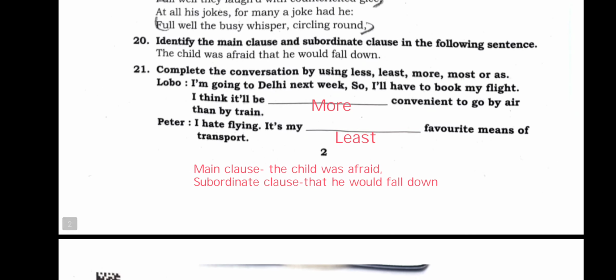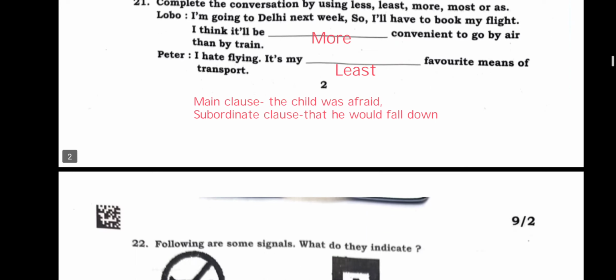So identify the main clause and subordinate clause of the following sentence. The child was afraid that he would fall down. So I've given the answer down. Main clause: the child was afraid. Subordinate clause: that he would fall down. So complete the conversation by using less, least, more, most, and as. Lobo: I am going to Delhi next week, so I have to book my flight. I think it'll be more convenient to go by air than by train. So I hate flying. It's my least favorite means of transport.